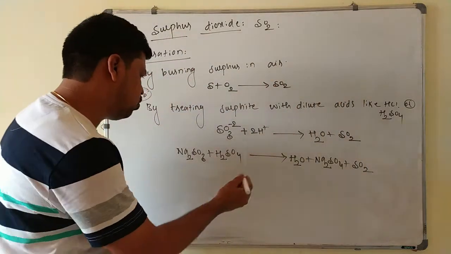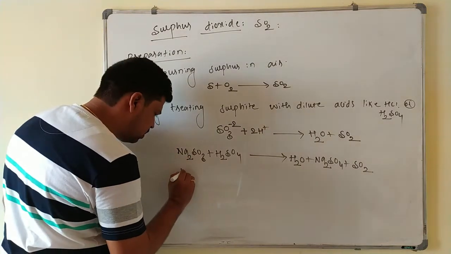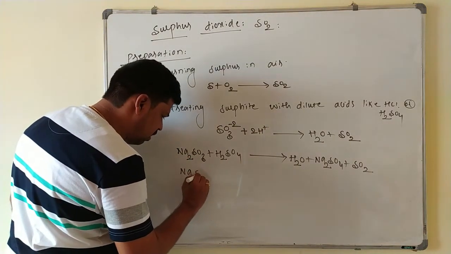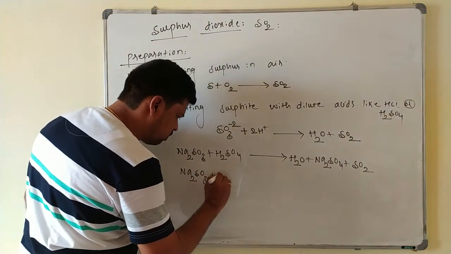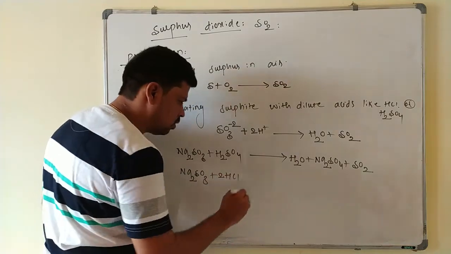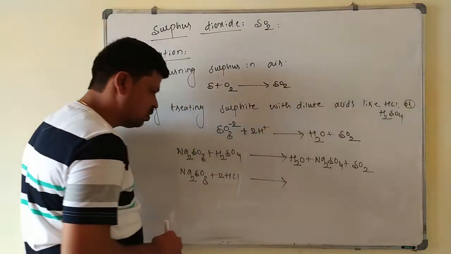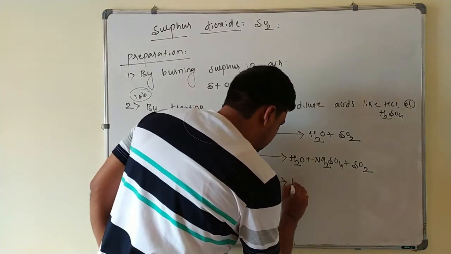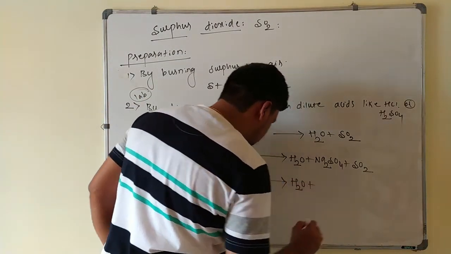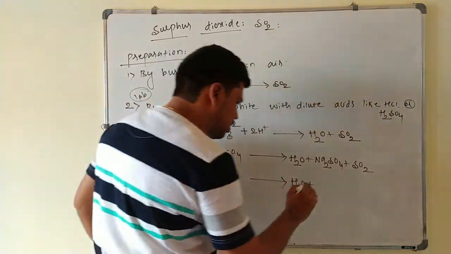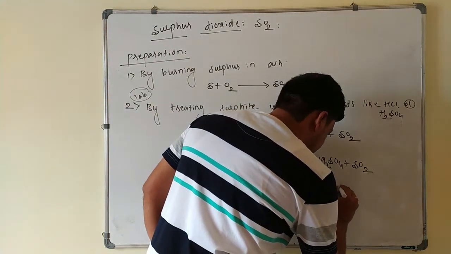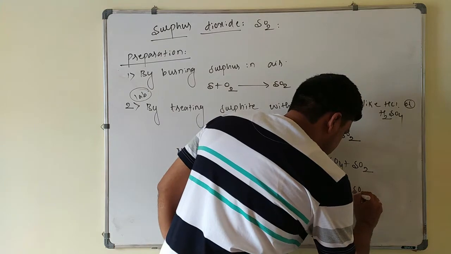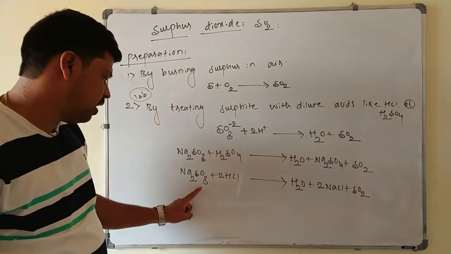Or else you can take 2 moles of HCl also. Suppose I take Na2SO3, and treat it with 2 moles of HCl. What happens again? These 2 hydrogens combine with 1 oxygen to form a water molecule. Na combines with Cl minus, so they form 2 NaCl, plus SO2 is formed.